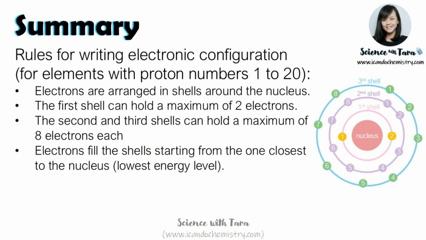Now the rules for writing electronic configuration. 1. Electrons are arranged in shells around the nucleus. 2. The first shell can hold a maximum of 2 electrons. 3. The second and the third shell can hold a maximum of 8 electrons each. And take note, this is only for elements with proton number 1 to 20. 4. Electrons fill the shells starting from the one closest to the nucleus, which is of the lowest energy level.